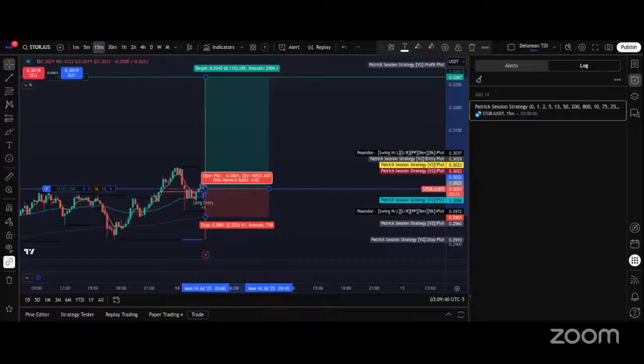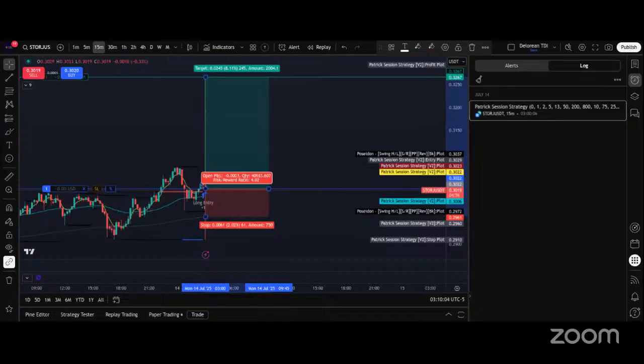Stop loss is going to be 0.2961. That's going to be for 61 pips. And entry price is going to be at 0.3022. And with that, we are finally caught up.